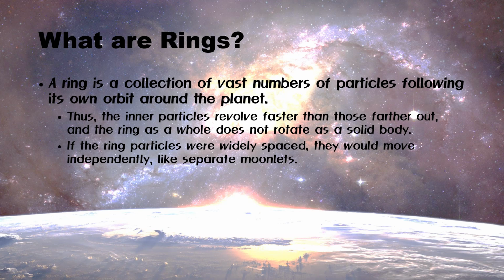So if we took those individual ring particles and made them widely spaced, they would move independently, pretty much like separate little moonlets. If we took each one, separated it out, and thought of it like its own moon, each one would have its own orbit. The ring is not a solid disk that spins around the planet.